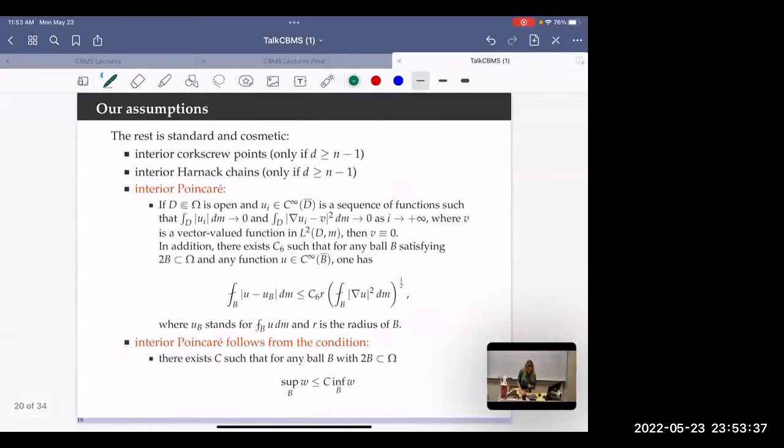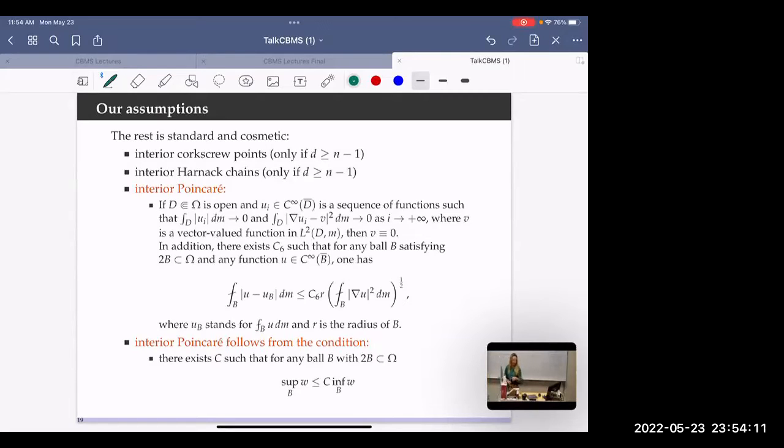And then, okay, a little bit of topology. If d is bigger or equal than n minus one, then you need interior corkscrews and interior Harnack chains, you need access. As we discussed, when d is smaller than n minus one, this is given to you for free. I'm working on both sides of the boundary, just for the sake of these lectures. This is not a necessity, but I assure you it's already general enough, so let's stick to one side.